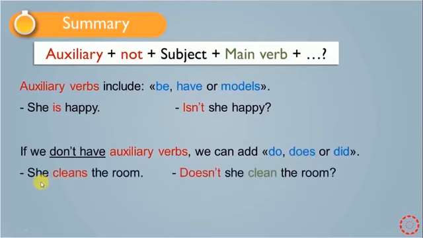We have an example. She cleans the room. This is a present sentence, and also we don't have an auxiliary verb here. We have the main verb, which is clean. That's why we add an auxiliary here for the present, which is doesn't, because we have she as the subject. We say doesn't she clean the room?